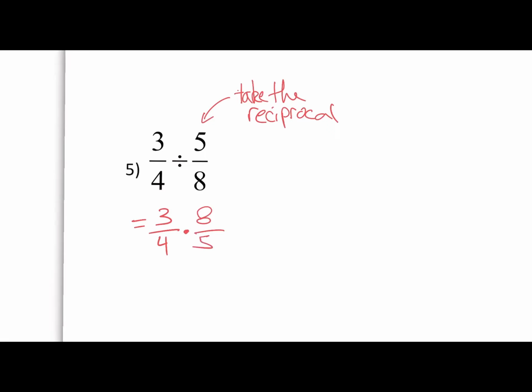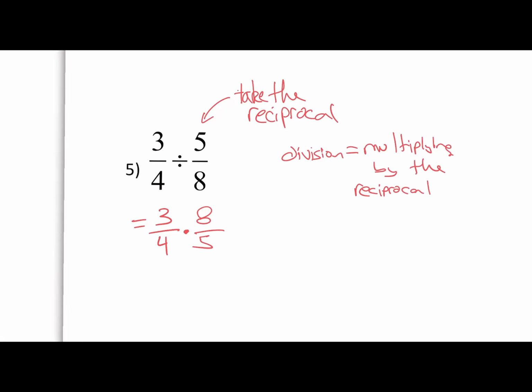The reason this works is that division equals, or it is, multiplying by the reciprocal. So when I multiply by the reciprocal, which is what I've just set up here, I'm doing the same thing as division.